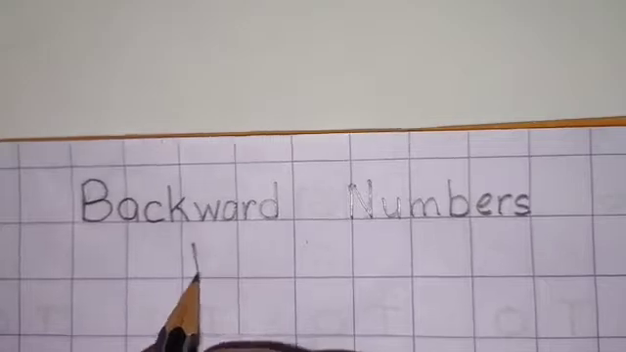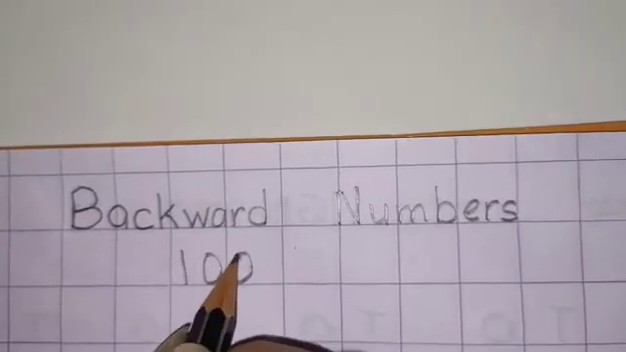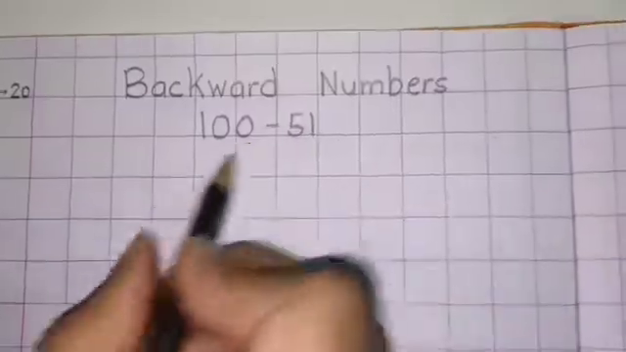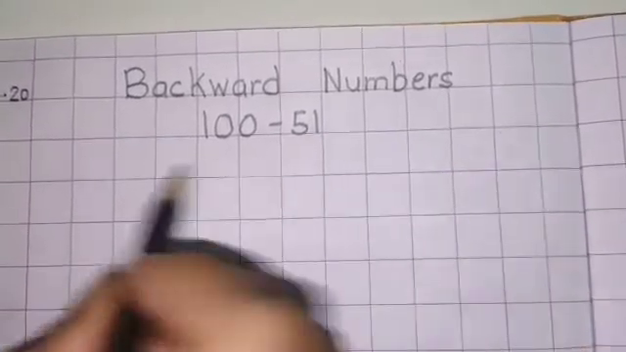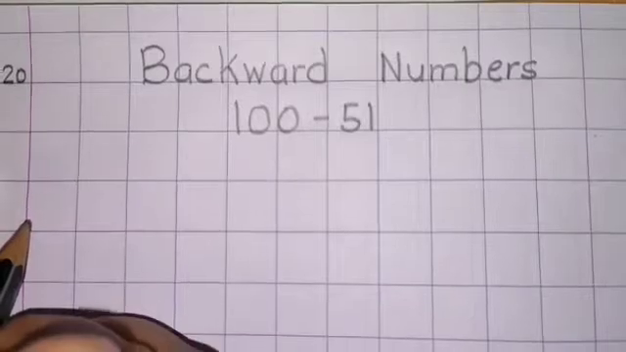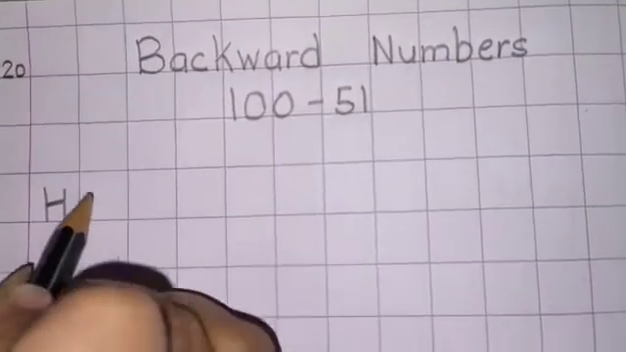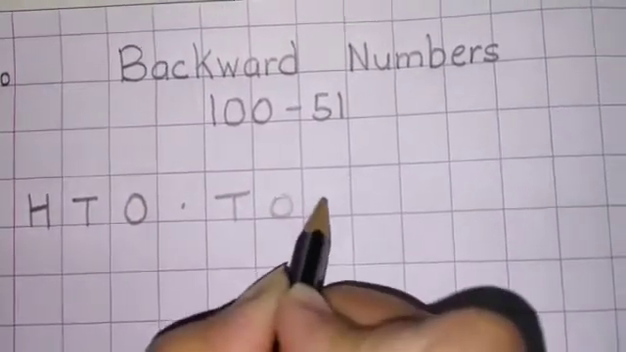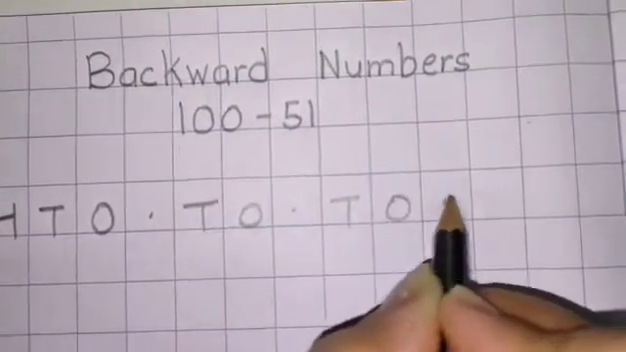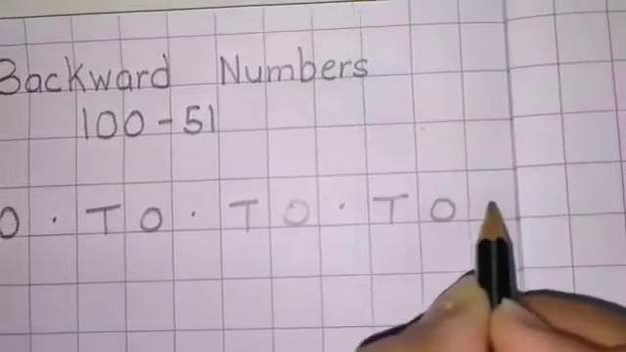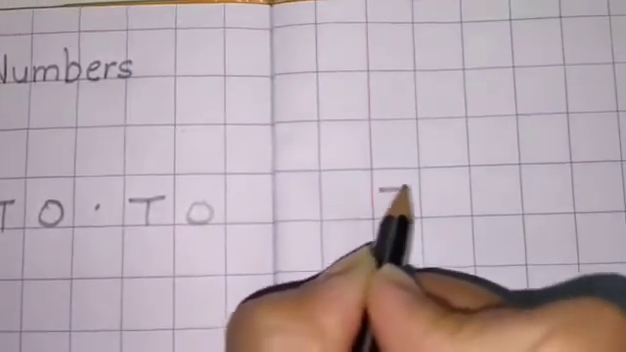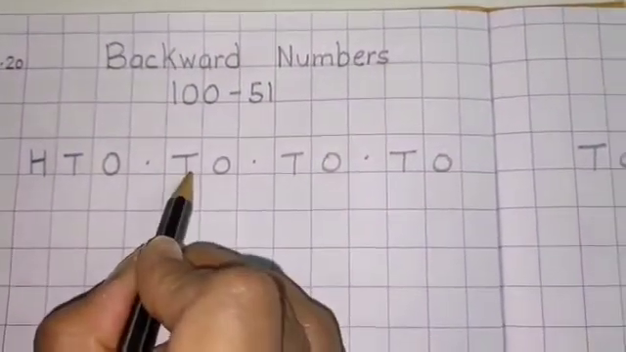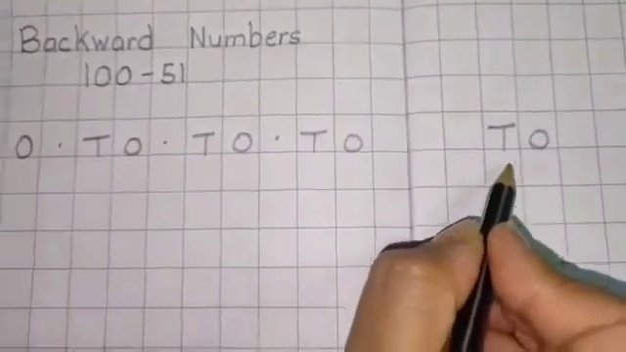Next line we will write 100 dash 51. Then we will leave the next line after that, and next to the margin we will write H T O, T O, T O, T O, and then in the next page on the same line next to the margin you will write one more T O. So first will be H T O and then 4 times T O. 1, 2, 3 and 4.